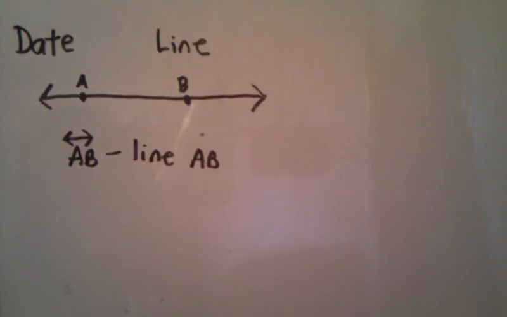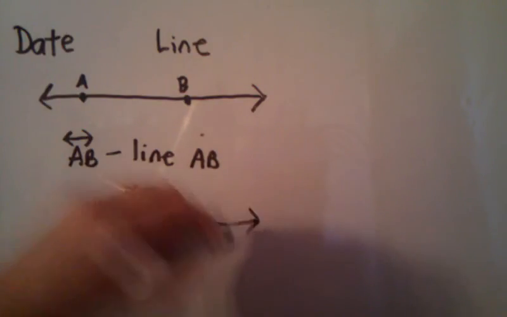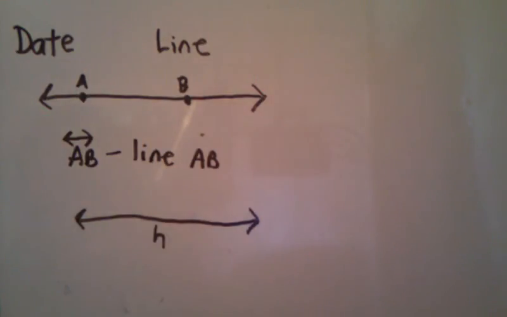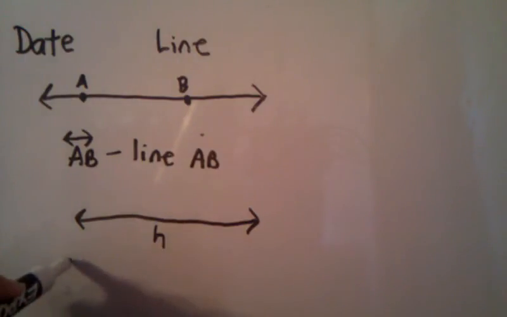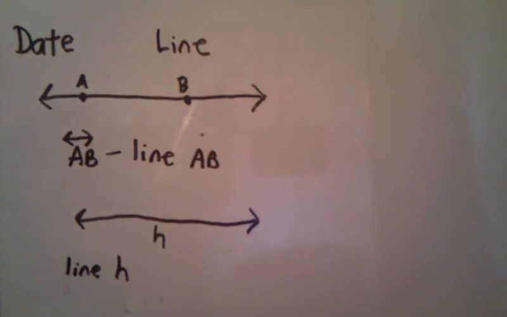We can also agree to name a line by using a single lowercase letter. We can say or read it line AB, or we can label a line a different way. I can put a line here. And instead of labeling any points, I can just say, okay, this is line H. Okay? And so that's what I would say. I would say line H. Okay?